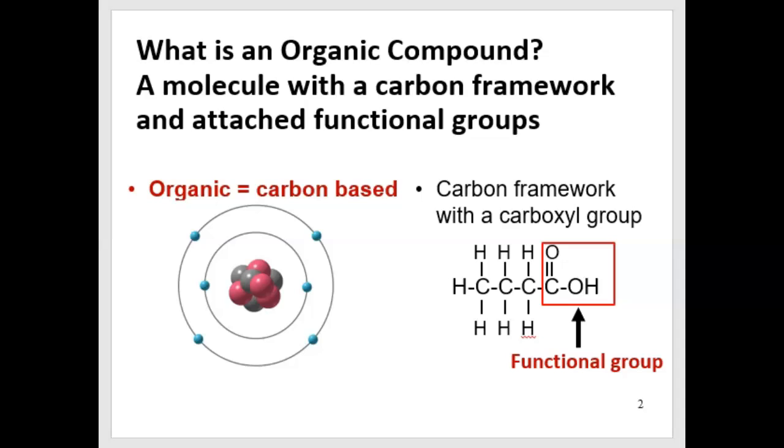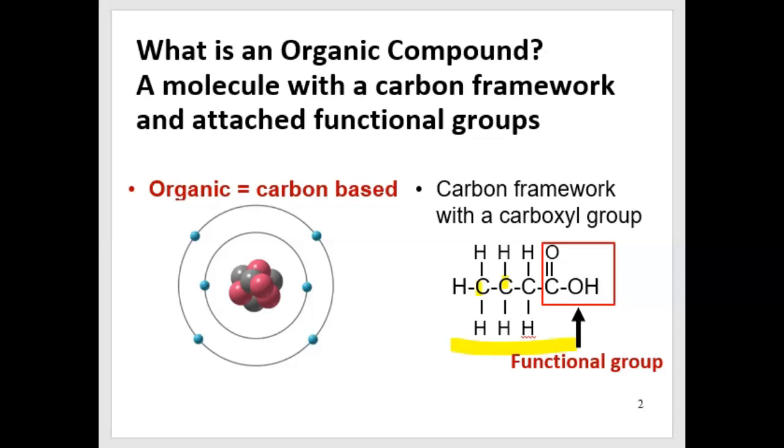So on this slide, you can see a picture of a carbon atom with the pink and gray nucleus and the blue electrons orbiting the nucleus. That's carbon. When many carbons are strung together to form a complex compound, that's an organic compound.